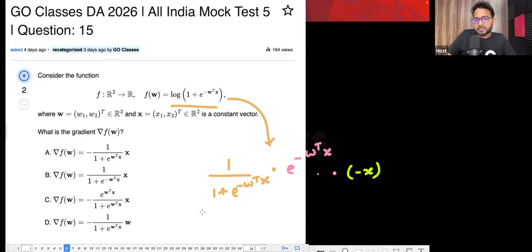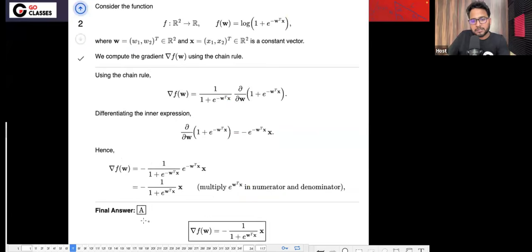That's how you can differentiate this, which will be equal to, if you multiply e power w transpose x on both numerator and denominator, 1 divided by e power w transpose x plus 1, and then minus x. So this is the correct answer, and if you notice, the answer is given by A. You can check that the answer is A. This is multiplied with the differentiation of this only. That's all. That was an easy question. Hope you were able to solve this question in the exam.